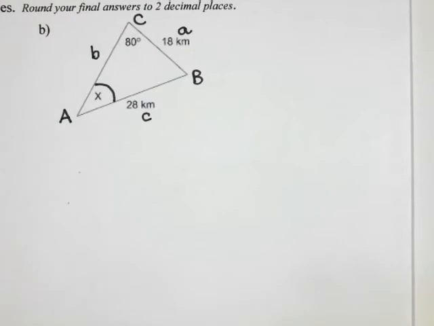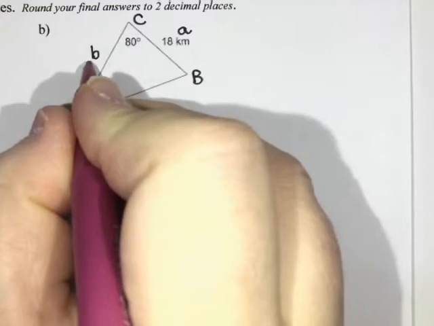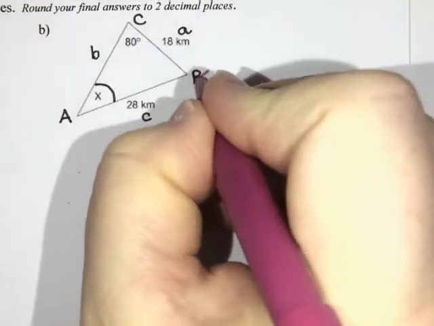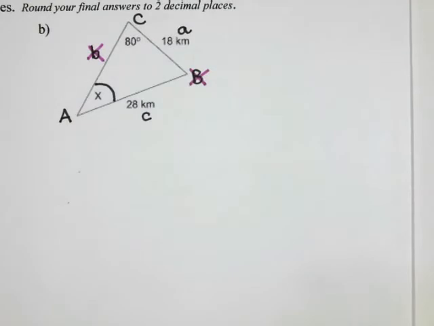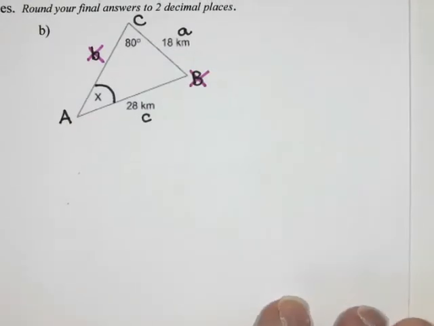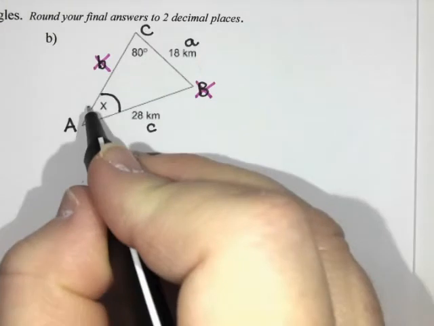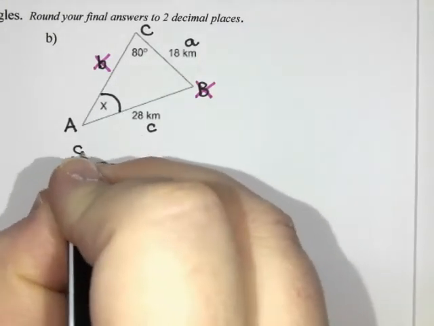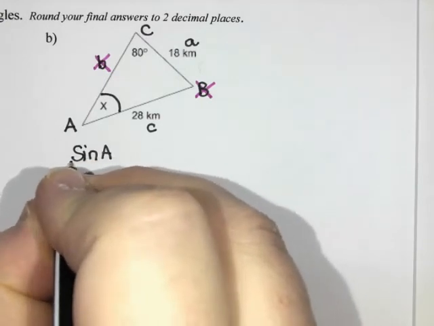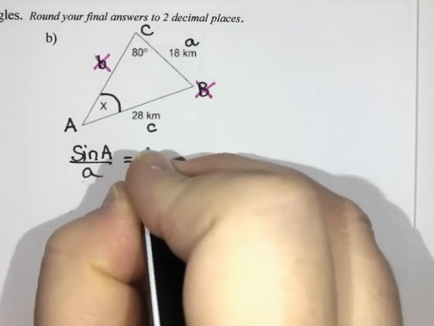So when I look at this question, I notice I don't know anything about B. I don't know what the angle is, and I don't know what the side length is, so I am not going to use B this time. I'm going to do A and C. So since X is the thing I'm looking for, and that's my A, I'm going to start with A. I'm going to do sine A over A equals sine C over C.